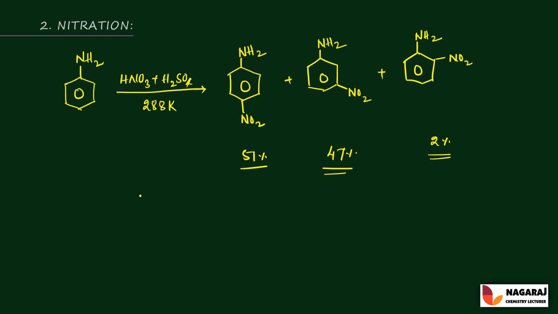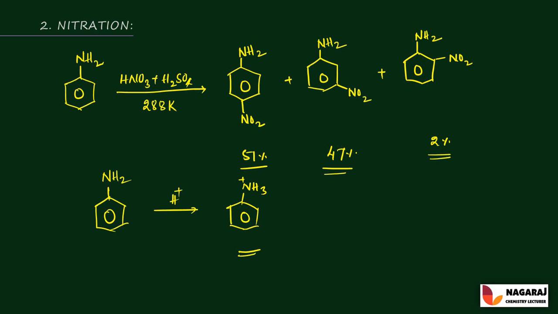Aniline undergoes protonation. Protonation means it attracts one proton from the acids, that is the nitrating mixture. So it gives anilinium ion, that is NH3 plus. So this formation of anilinium ion is the reason for the attack of the nitro group at the meta position.